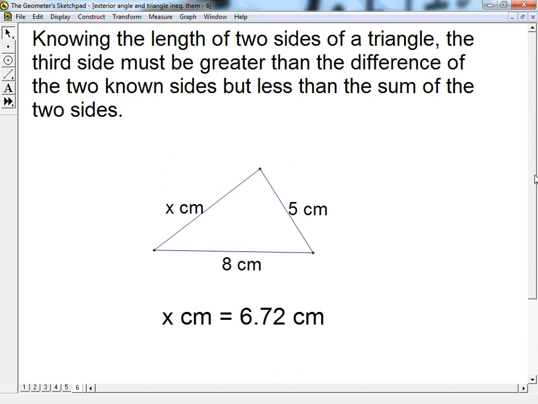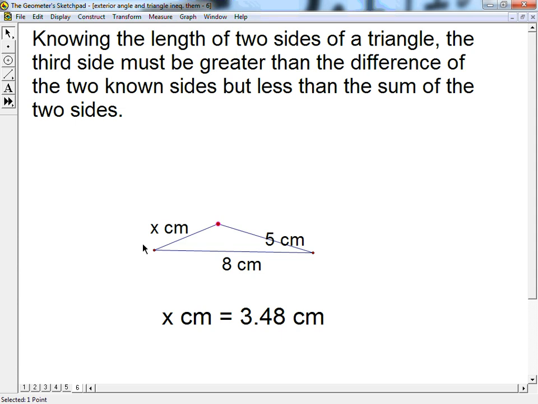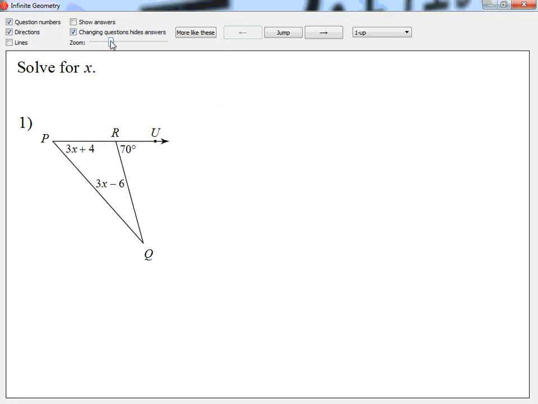Once again, can I take this off? So, Mr. Leonzo, you were saying how if you're trying to get 5 and 8, it could be 3 point something? It could be 3 point something. If I move this, look, 3.48 gives me a triangle. So in other words, it's strictly greater than 3. Decimals are included. Alright, so let's take a look at our worksheet.